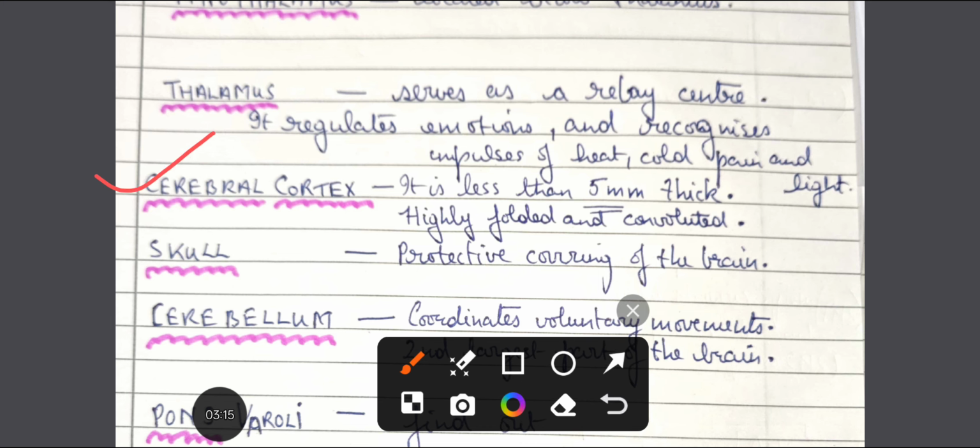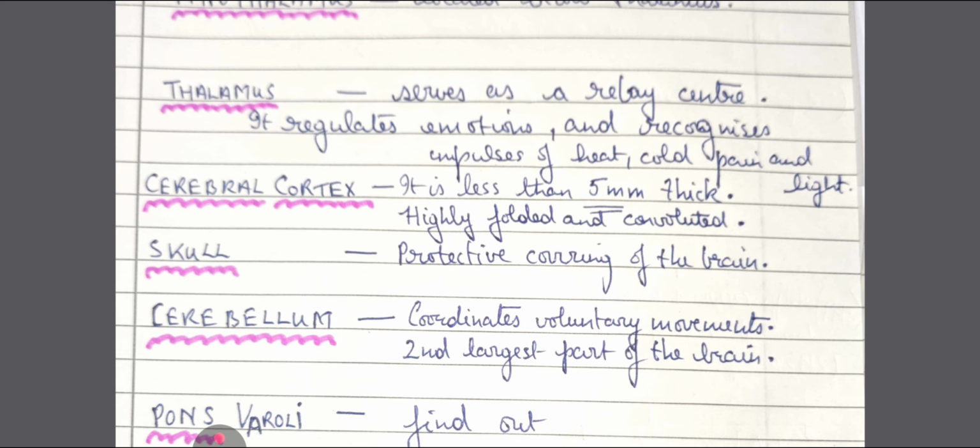What is cerebral cortex? It is less than 5 millimeter thick, highly folded and convoluted. Convoluted means also folded, okay? Thick foldings. Then we have skull. It is protective covering of the brain, bony protective covering of the brain. Then we have cerebellum, coordinates voluntary movements, second largest part of the brain.